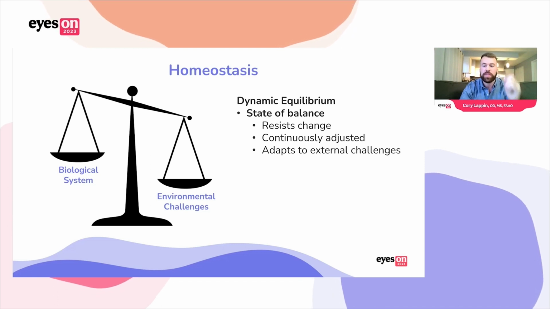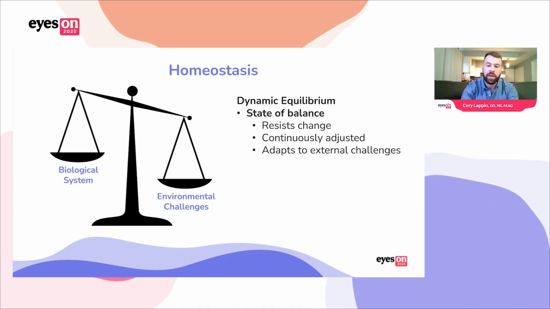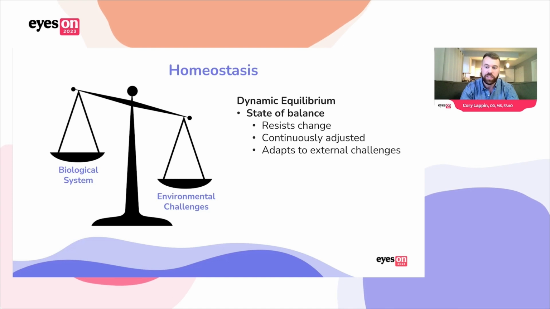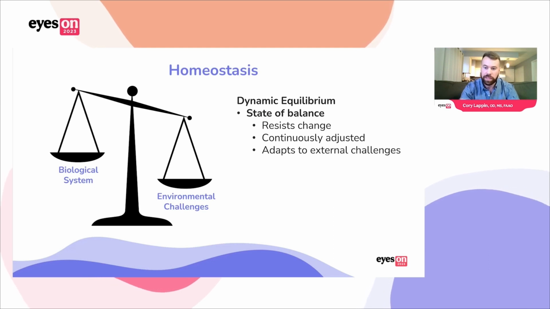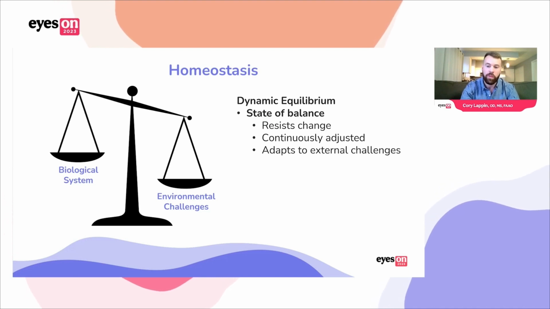Now, this is what also gives us the concept of dynamic equilibrium, which is essentially a constant state of rebalancing. So to stay within a set range, a system will constantly change and adjust in response to the outside environment in an attempt to resist deviation from the set point. So you can kind of think of it like a set of scales, where one side is the biological system and the other side is environmental challenges. And the weight on the environmental side is constantly changing. So the biological system must constantly add or remove weight in response to try and keep the scales balanced.